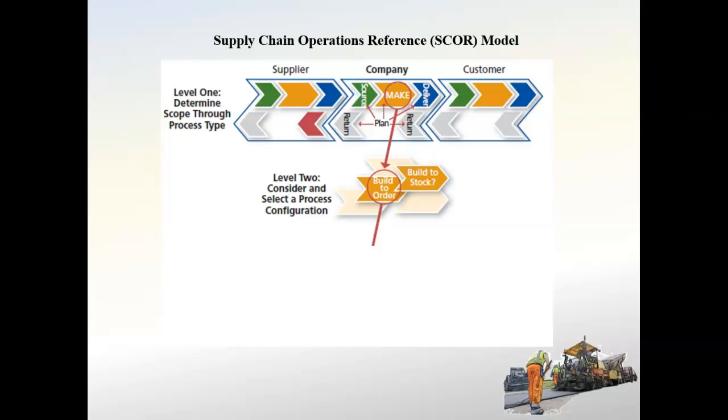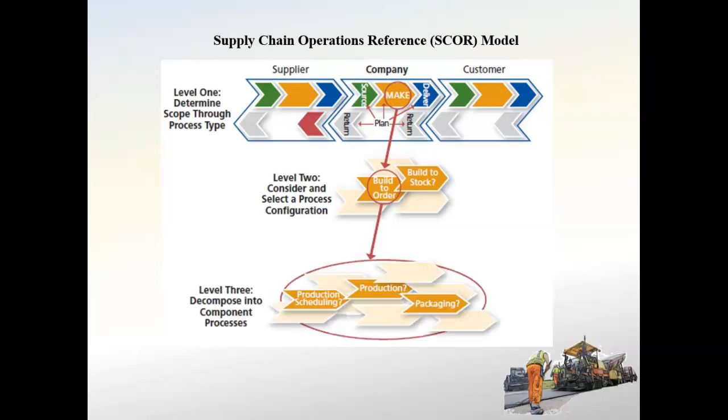Any one of these types can be broken down into categories or choices of configuration as pictured on level 2. In this illustrated framework, you are choosing between build to order or build to stock. And any of the configurations in level 2 can be broken down to component business processes on level 3, where in this illustrated framework we are looking at production scheduling and packaging.